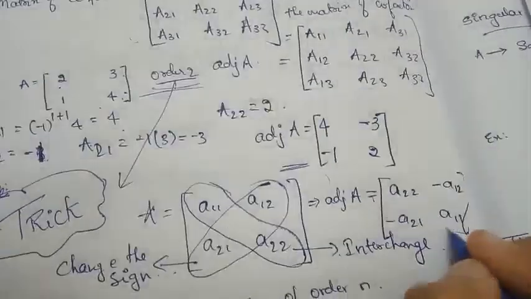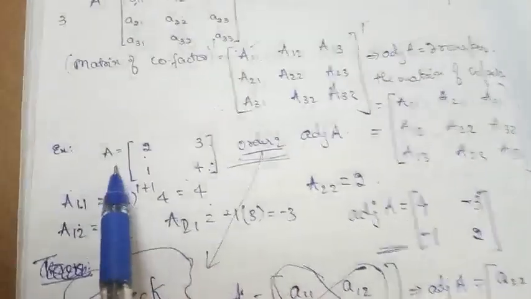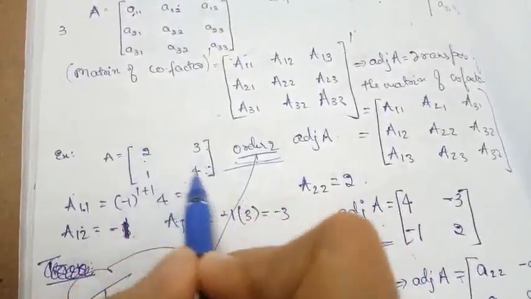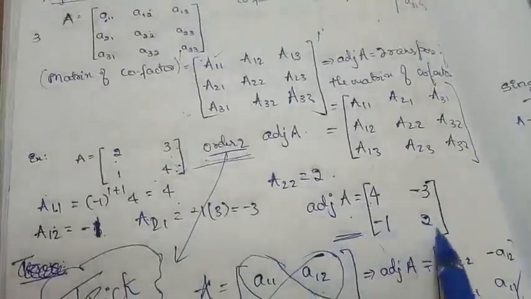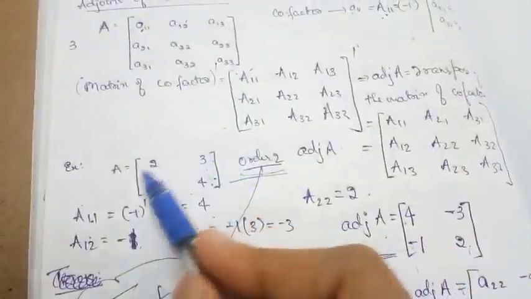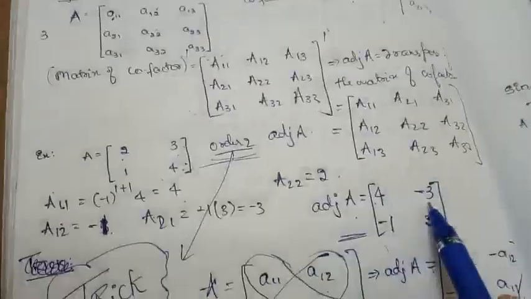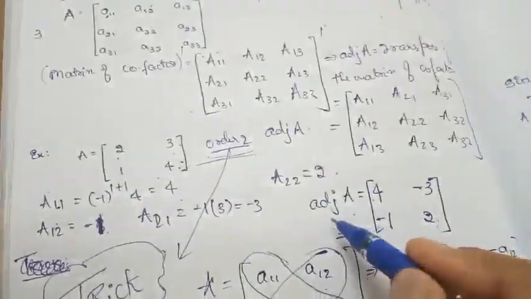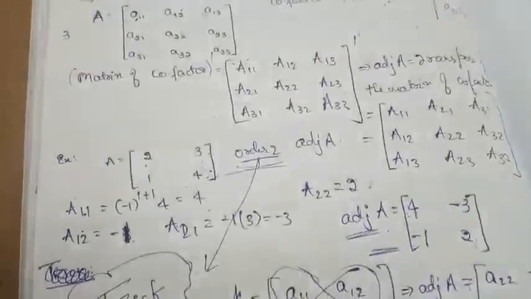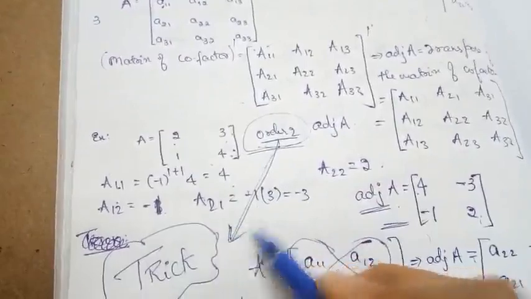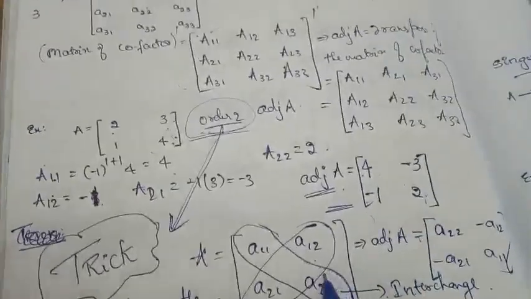Now you can check here also. Here our matrix A was 2, 3, 1, 4. According to this, this diagonal I need to interchange. You can see it is interchanged, 4, 2. What about this other diagonal? I need to change the sign. You can see here minus 3, minus 4. So this is how we find the adjoint of A for a matrix of order 2, the easiest way, in this manner.